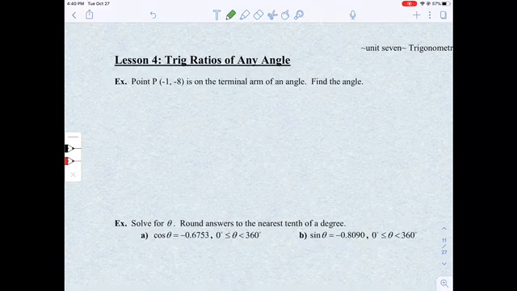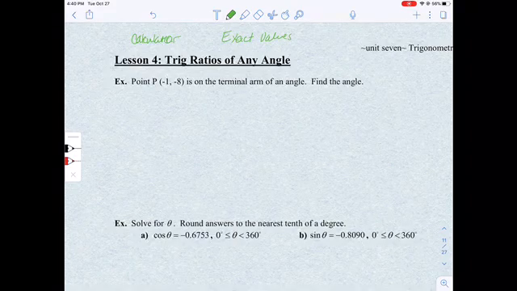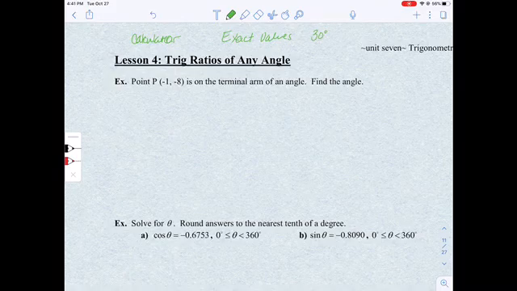Okay guys, so lesson 4 is just like lesson 3, except we can use our calculator. Keep in mind that we obviously have to memorize or use exact values without a calculator for any angle that is a multiple of 30 degrees, so that includes 30, 60, 90, 120, etc. Also any multiple of 45 degrees: 45, 90, 135, etc.